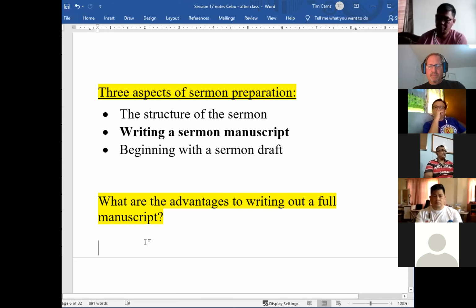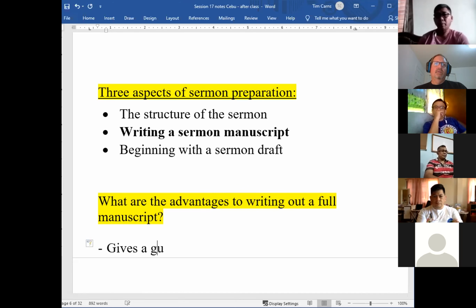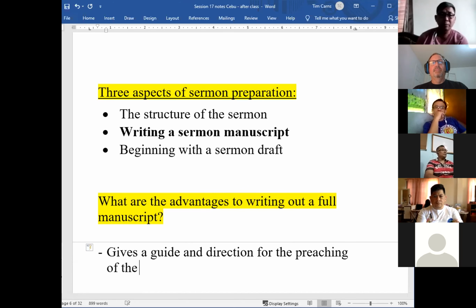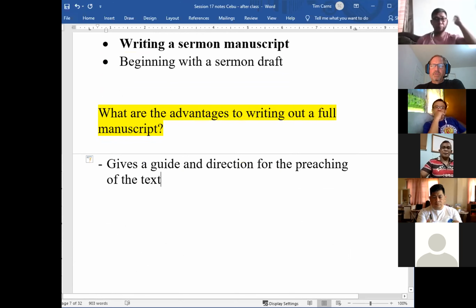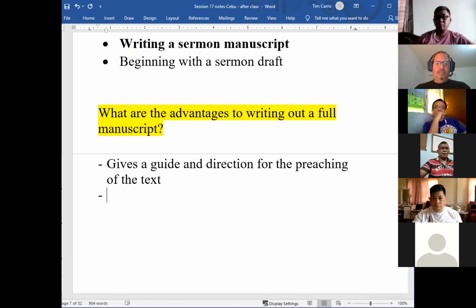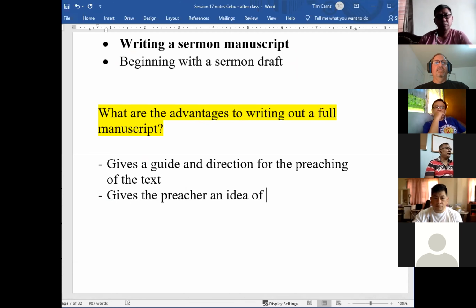Excuse me, Pastor Tim, it serves as a guide and directions for the preaching of the message of the Word of God. Okay, guide and direction for the preaching of the text. Okay, good. What are some other advantages to having a full manuscript? You would also be guided, Pastor Tim, as to how long the sermon would be. Yeah. You would know. It gives the preacher an idea of the length of the message.